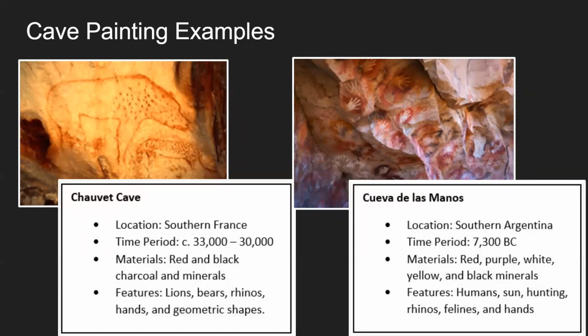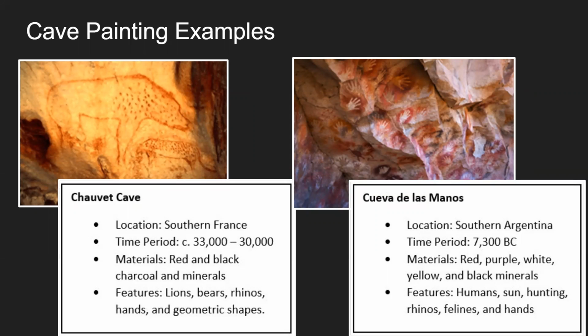So geometric shapes, a lot of the time it involves straight lines to get a distinct shape into there and help with their art. And another one is the Cueva de las Manos, also known in English as the Cave of Hands.